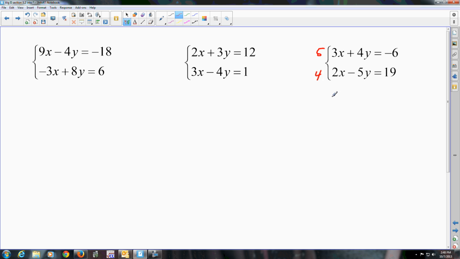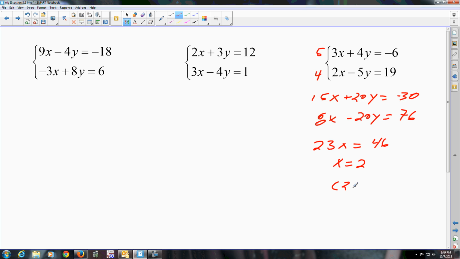Sorry about that. So 15x plus 20y is equal to negative 30, and this one is 8x minus 20y is equal to, if that would be 20, it'd be 80, so 76, I think. 23x equals 46. So then divide by 23, and x is 2. Take that x, fill it back into either equation, and solve for y.